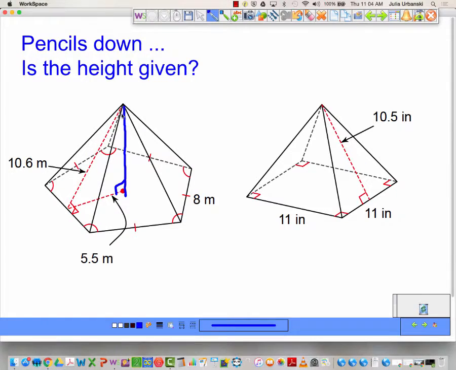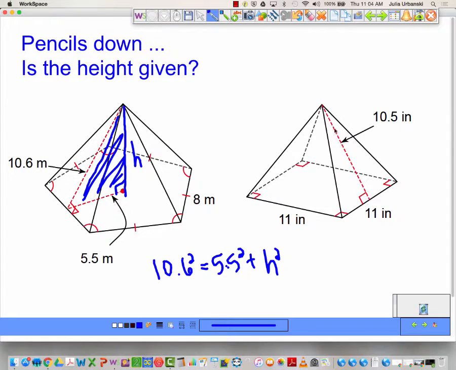And what would the hypotenuse of this blue triangle right here be? 10.6. And then that equals 5.5 squared plus the height squared. Okay, so there will be a few problems where you have to find that missing piece before you can do the work. Does this one have it? No. You would have to draw it to go right down here. The height has to be drawn to the middle. That's essential.